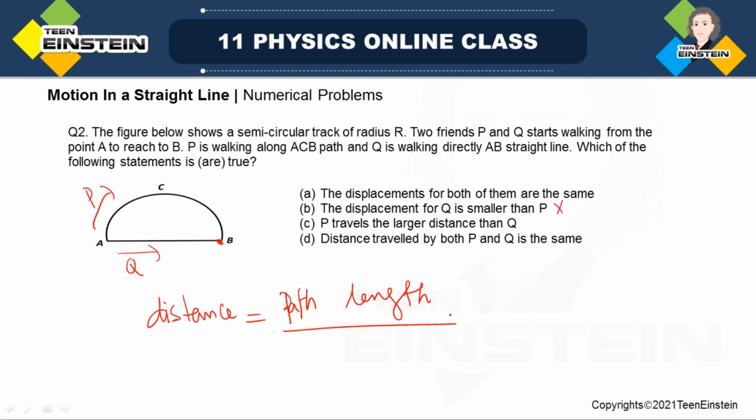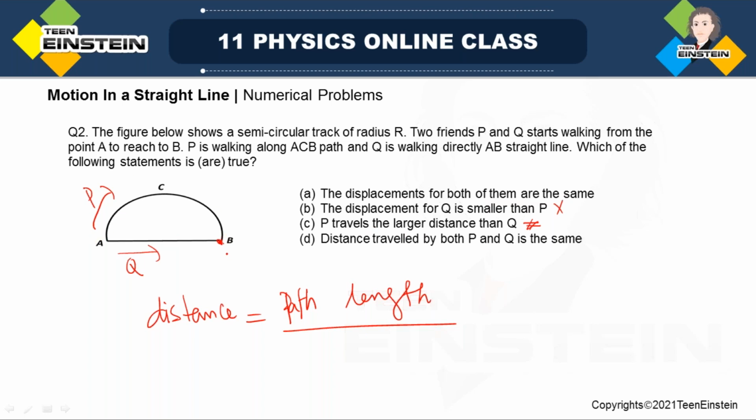So it does not depend on initial and final position. It depends on the path length, the total path length that you travel. Can you answer whether this is true or false? This guy, option C. See how you have to analyze. You have to find out the path length he has traveled.